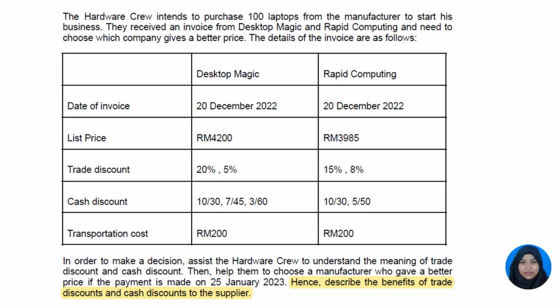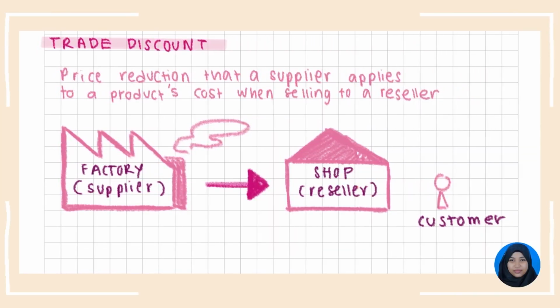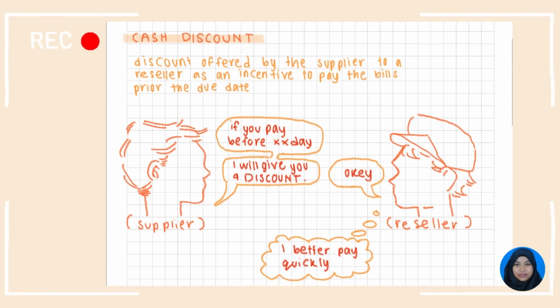Next, we are going to solve a question about trade and cash discount. According to the question, we must explain what trade and cash discount are to the hardware crew. So, what is trade and cash discount? Trade discount means a price reduction that a supplier applies to a product's cost when selling to a reseller. For example, a factory as a supplier will provide a trade discount to the shop, which is a reseller. Next, what is cash discount? Cash discount is a discount offered by the supplier to the reseller as an incentive to encourage the reseller to pay before the due date.